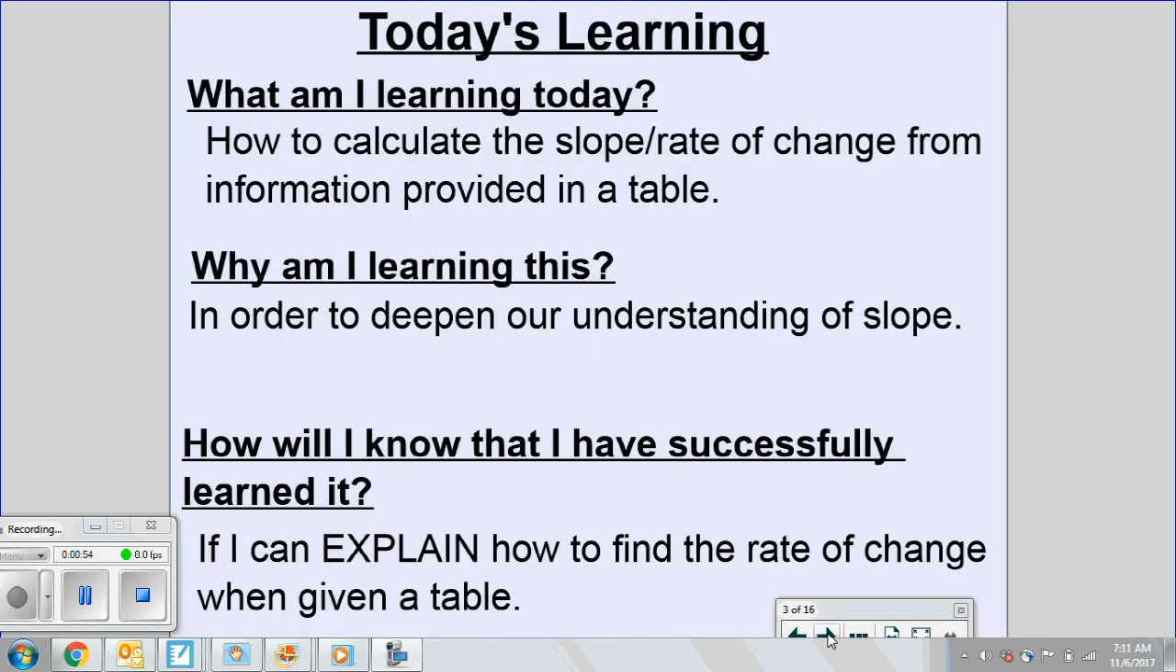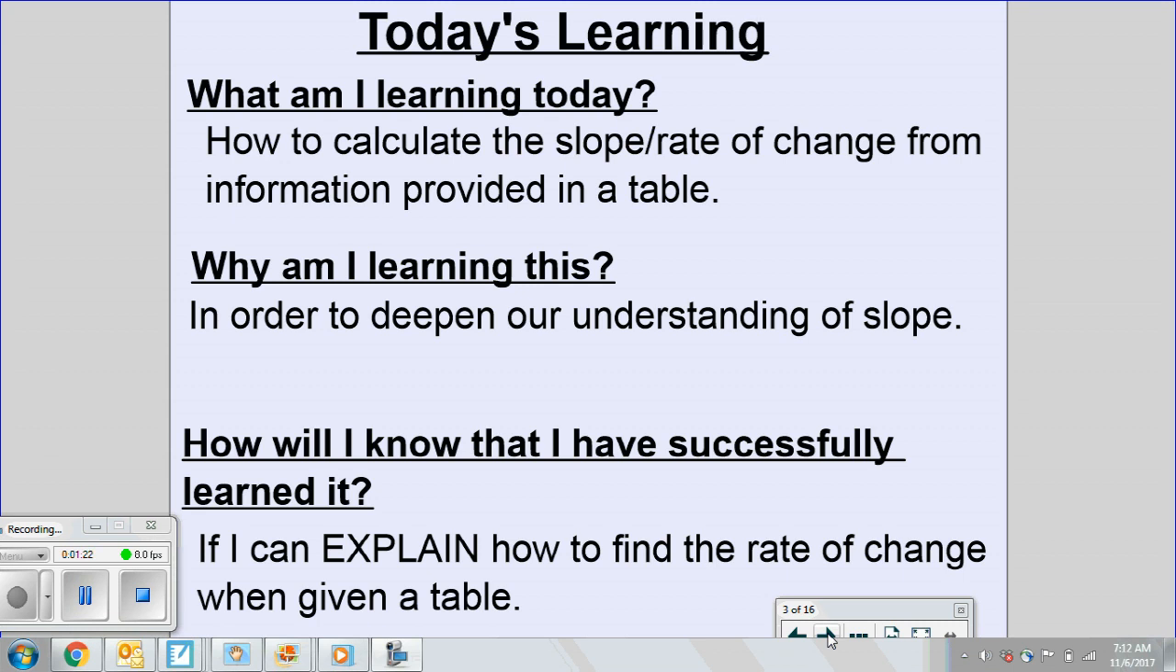So what are we going to learn today? First of all, we're going to learn how to calculate the slope or the rate of change from information provided in a table. Remember, we already know from previous lessons that slope and rate of change are the exact same. They mean the same thing. Why are we learning this? We're learning this so that we can deepen our understanding of slope. We already know how to do slope from a graph. We took a quiz over that last week. Now we're going to deepen it and look at it in a table.